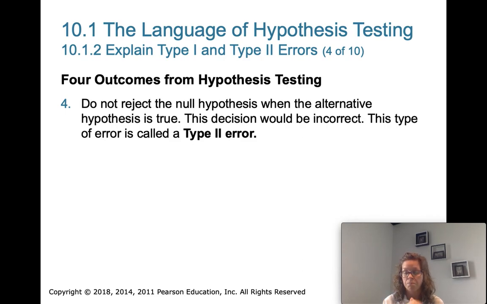We're saying, okay, not guilty, but they actually were. So in this error, we're letting a guilty person walk free. This is called a type 2 error.